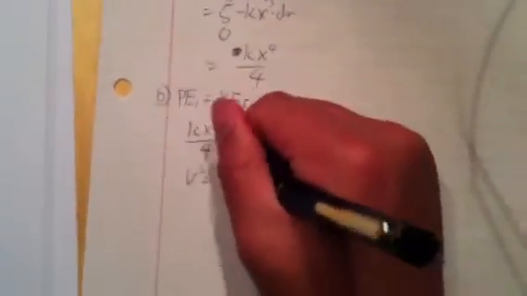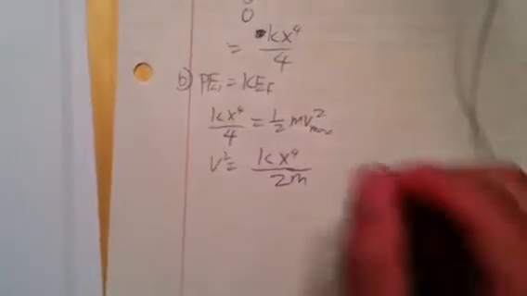first you would solve this for v, so v squared equals k a to the fourth over 2, move the m over here too, so it's over 2m. And then you get this, yes? And then v equals the square root of k a to the fourth over 2m. And that's your answer for part B.